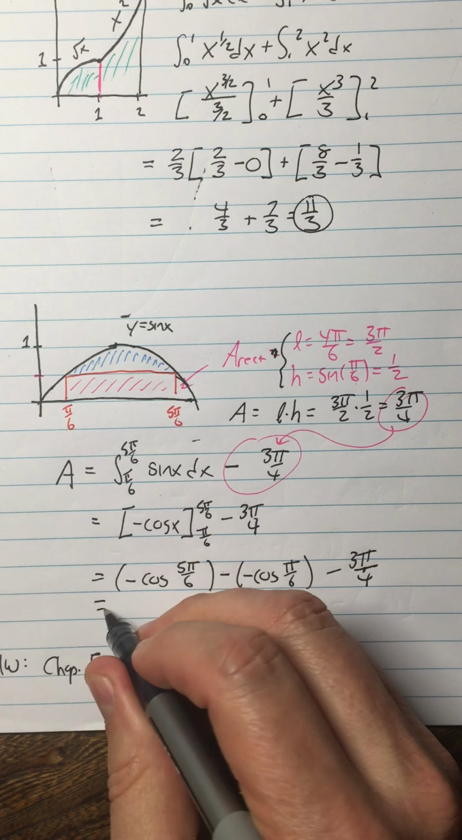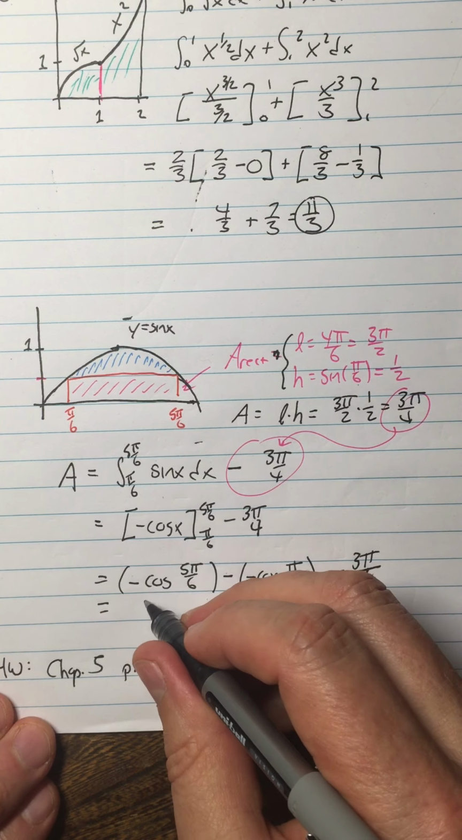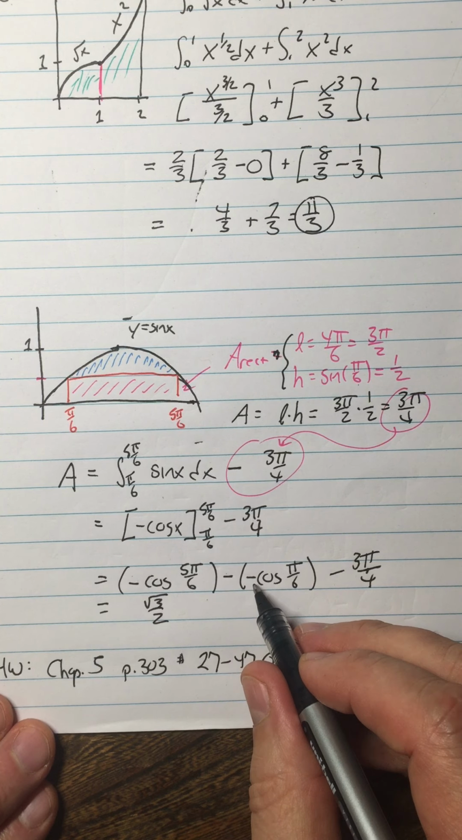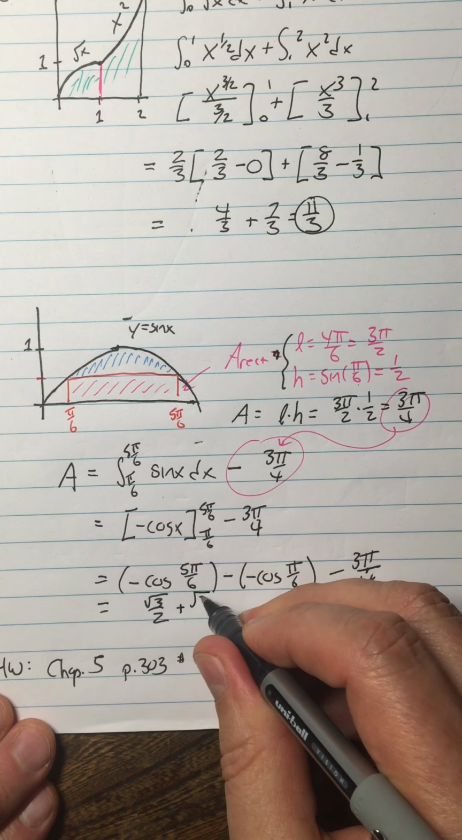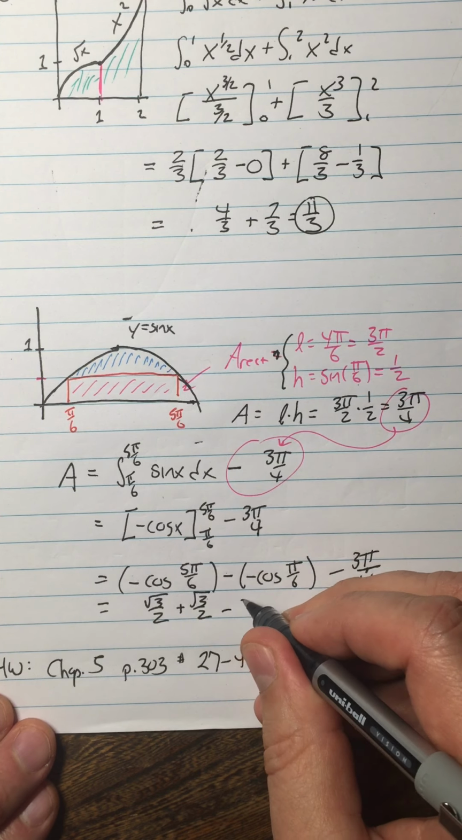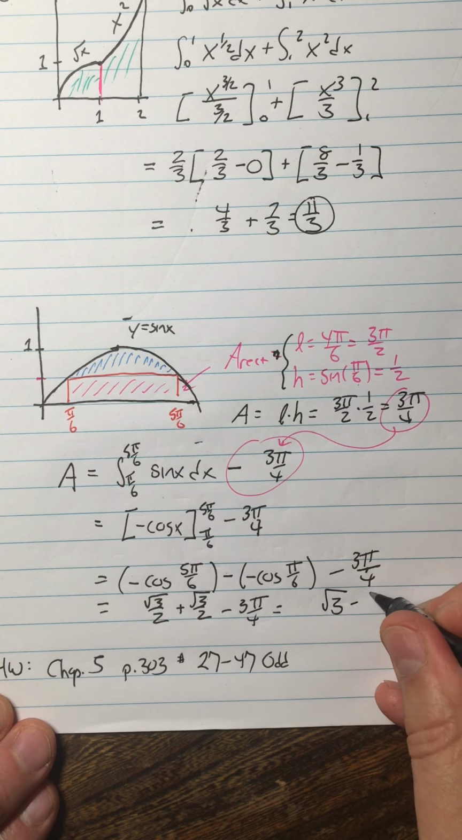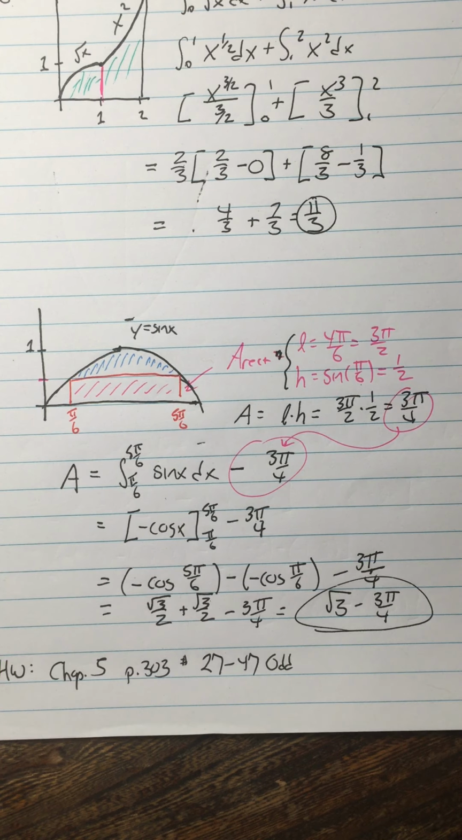And now I have to know what the cosine of 5 pi over 6 is. Cosine of 5 pi over 6 is negative square root 3 over 2. So this is going to be positive square root 3 over 2. And then I have minus negative, so that's going to be plus the cosine of pi over 6, which is square root 3 over 2. So the square root 3 over 2 plus square root 3 over 2 is square root 3, but I still have my rectangle area subtracted. That is what that area is.